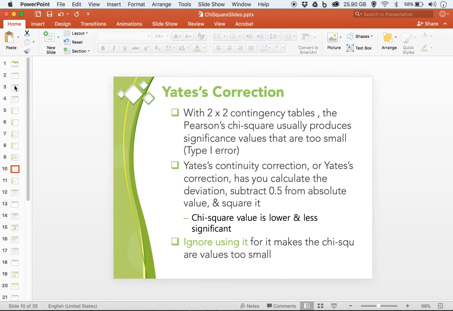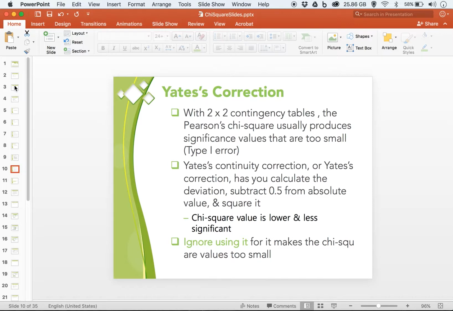One thing you need to be aware of is that the Yates correction is a correction made to account for the fact that the Pearson's chi-square test is usually biased toward a 2 by 2 contingency table. It creates this bias in which it does an upward bias, making the results actually larger or more significant than they should be. One big problem is that if your significance values are just too small, you can have a type 1 error. That's a real problem in your data.